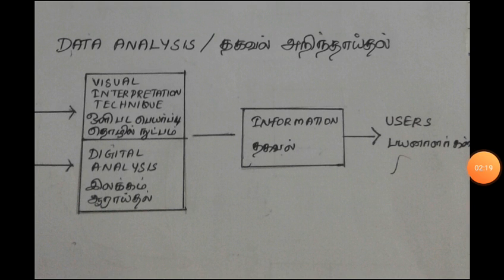This is the diagram for data analysis. We have two steps. One is the visual interpretation technique and second one is the digital analysis. The data collected is analyzed by these two techniques and it is converted into information. The information is then sent to the users.